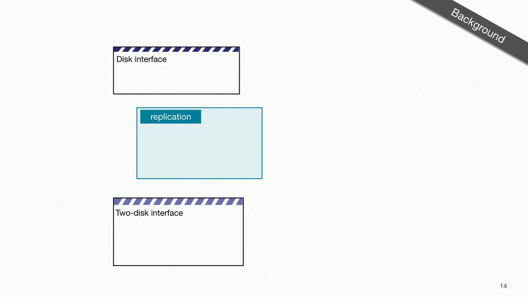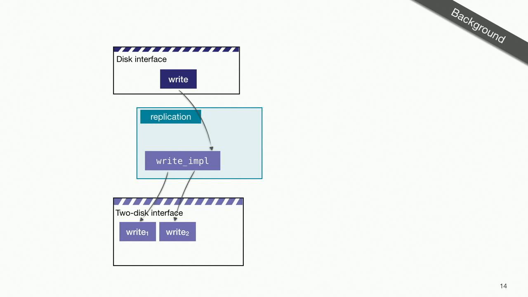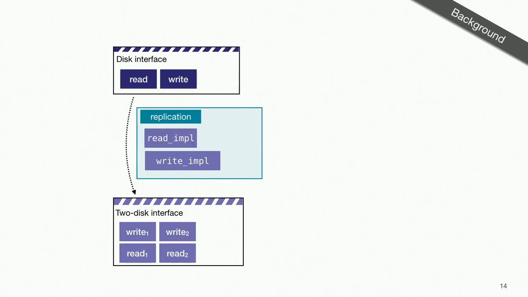In refinement, the goal is to prove that an implementation correctly implements some exported interface, say this single disk in the case of replication, on top of some code interface that the code is written against, in this case, these two unreliable disks. The replication system implements every high-level operation, say a write, in terms of the low-level operations. In this case, the write implementation just writes to both disks in turn. And similarly for the other operations in the interface.